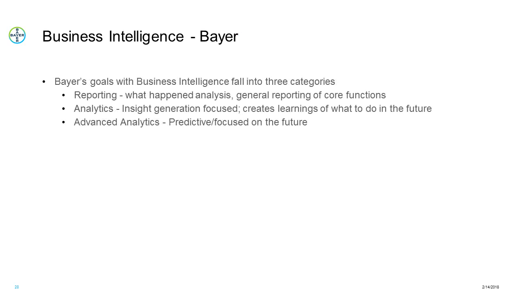Business intelligence continues. So Bayer's goals with business intelligence fall into 3 major categories: reporting, analytics, and advanced analytics. Reporting is what happened: analysis and general reporting of core functions. For analytics, it's insight generation focused, creating learning of what to do in the future, and advanced analytics is more used for predictive and focused on what's going to happen in the future.